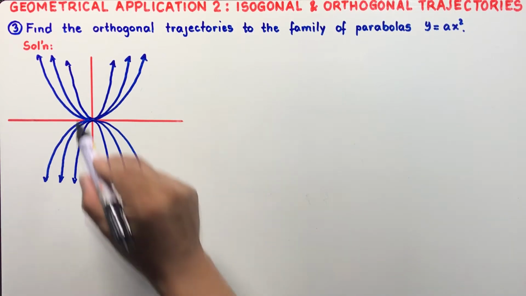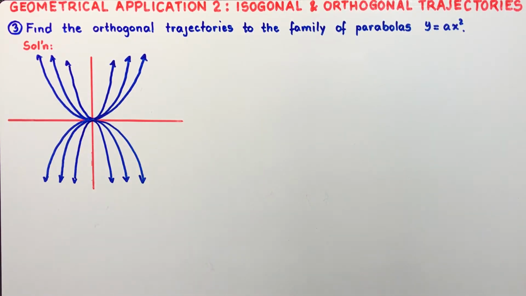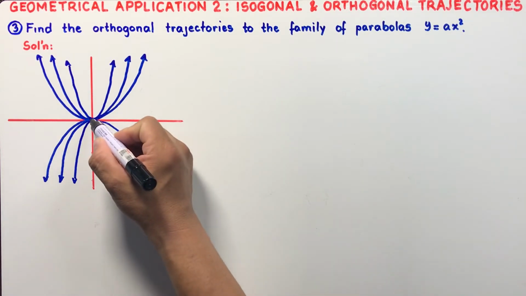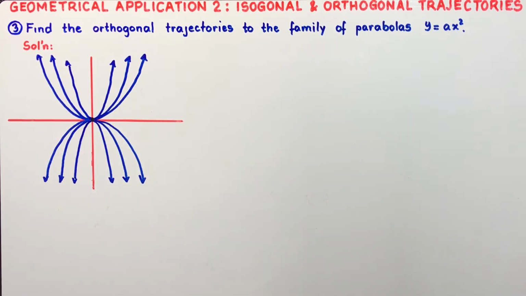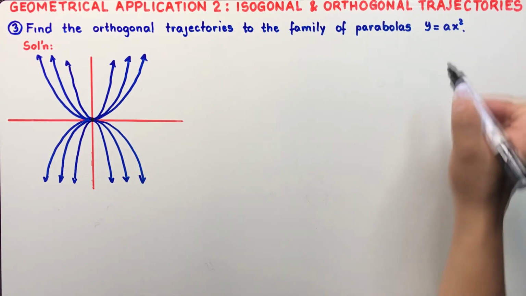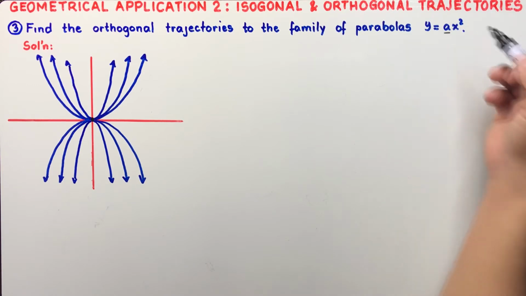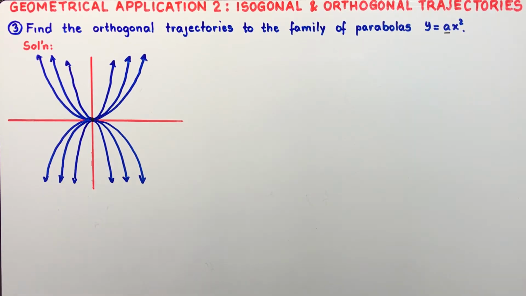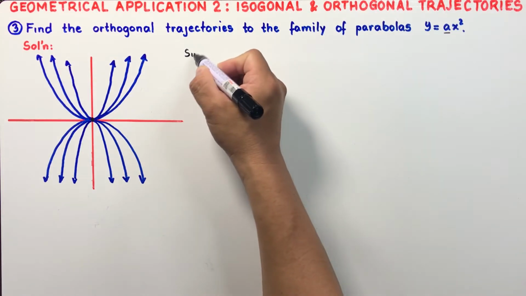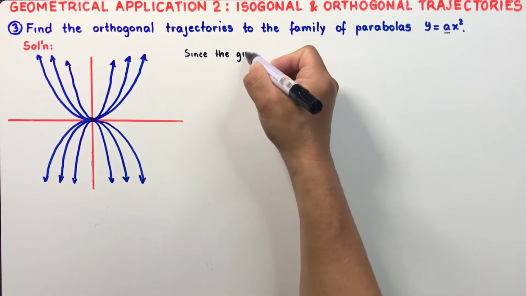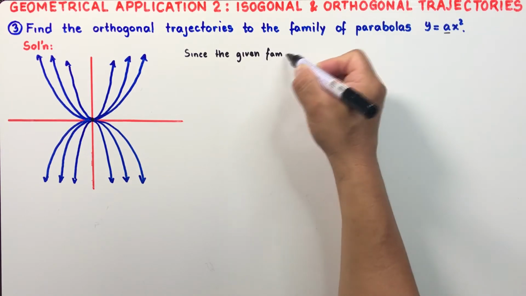Now, you see here in the drawing that we have a family of parabolas. Some are opening upward and some are opening downward. But you see here that the parabolas are having vertices at the point of origin. But because we have here the constant a, it has different distances from their foci.